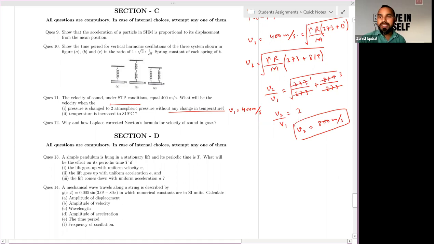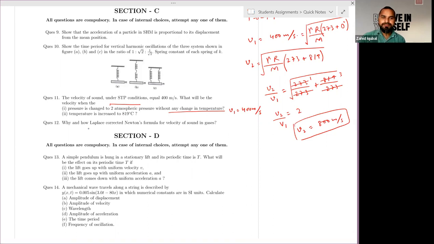Laplace corrected it by taking the propagation of sound as an adiabatic process. So beta in terms of adiabatic will be gamma times p. On substituting the value, you got the required answer, that is 330 meter per second. I defined this particular question in your notes also.